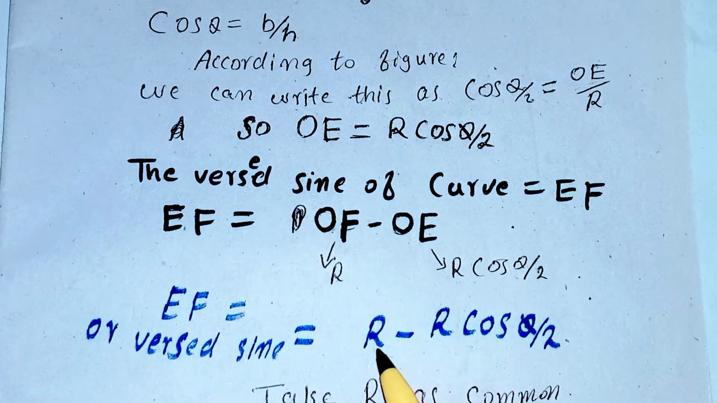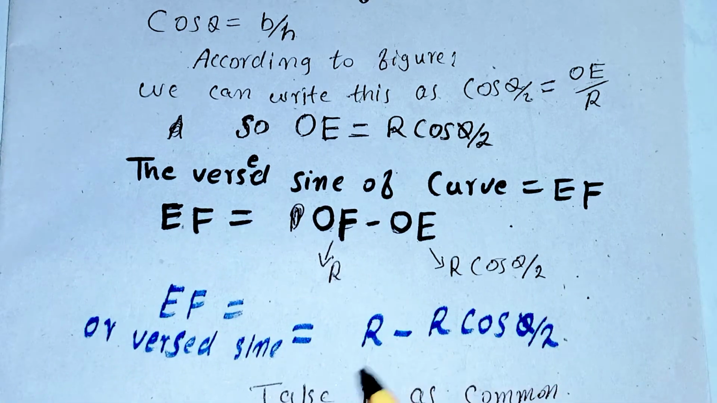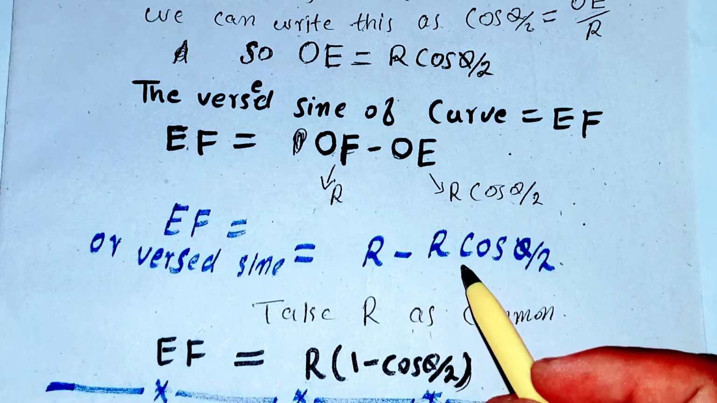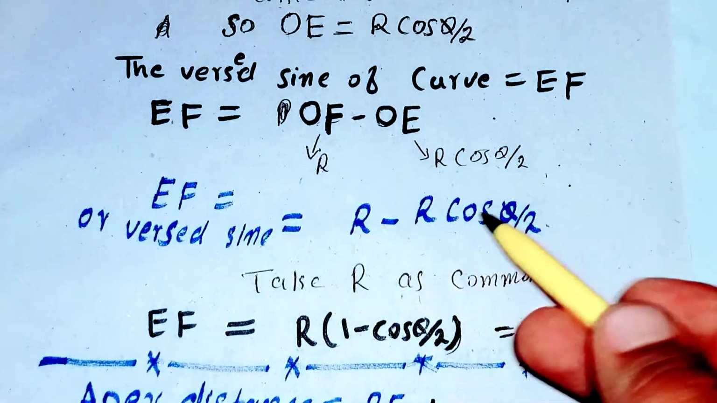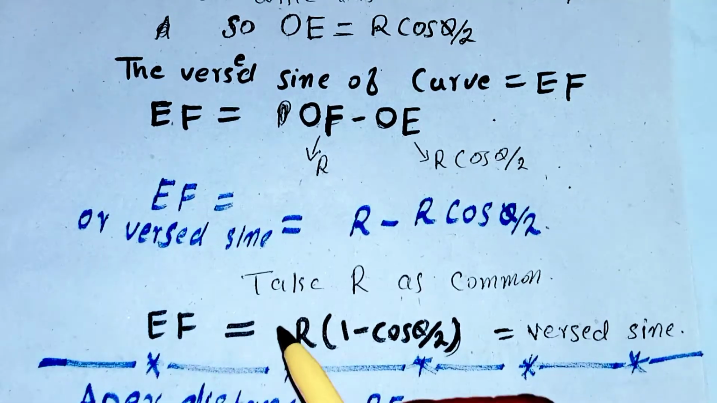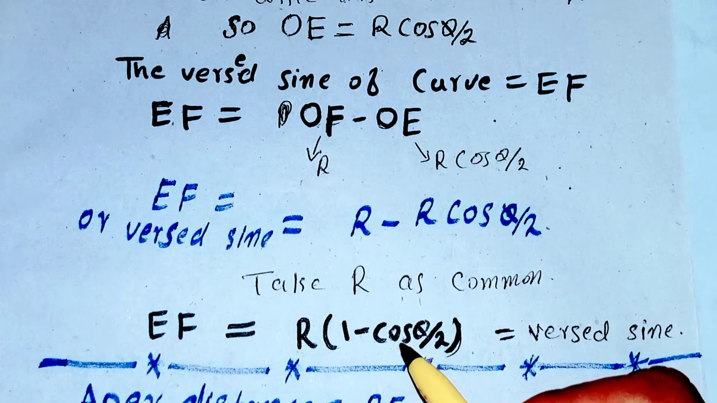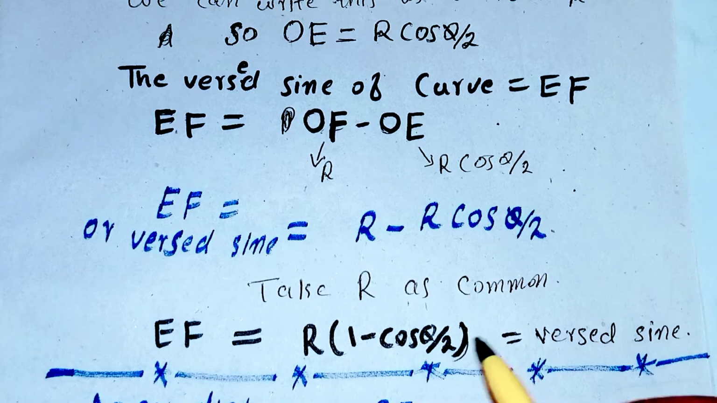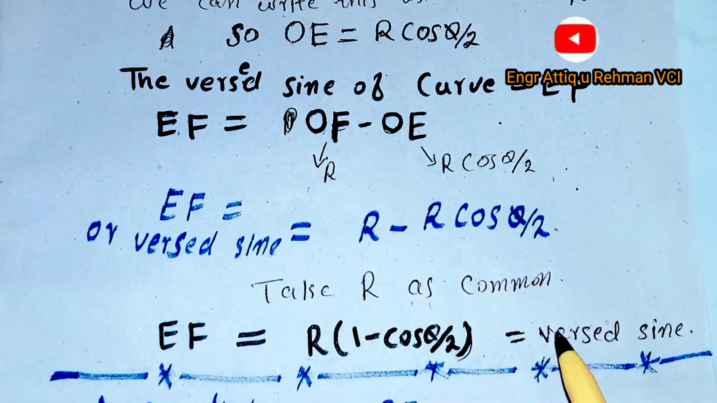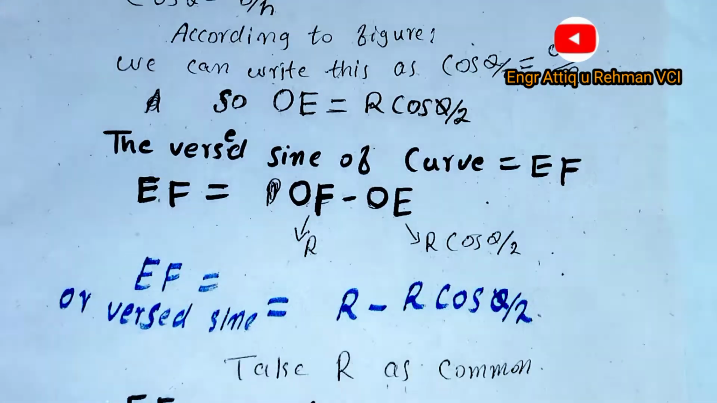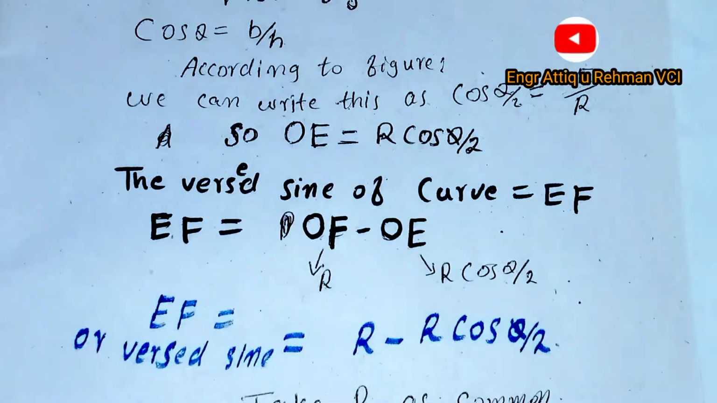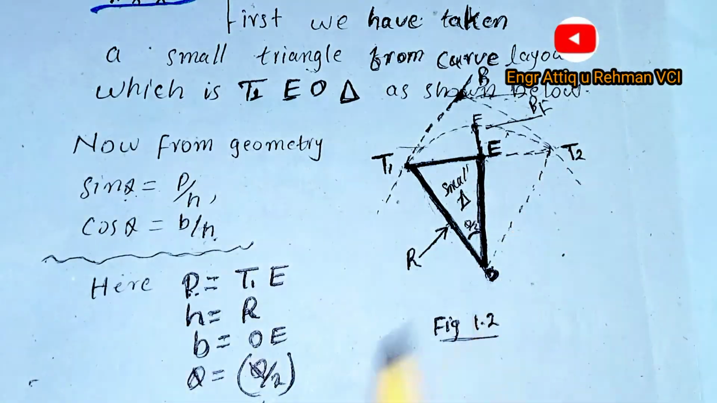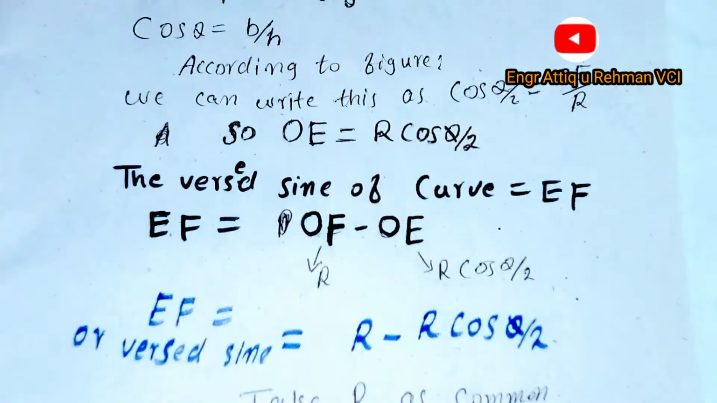We can see that r is common, so by taking r common, we can write this equation as EF is equal to r into 1 minus cos theta divided by 2, which is equal to the versine distance. So this formula is for calculating the versine distance. This was the concept of this formula, as we have shown from this figure. I hope that you will clear your concept.